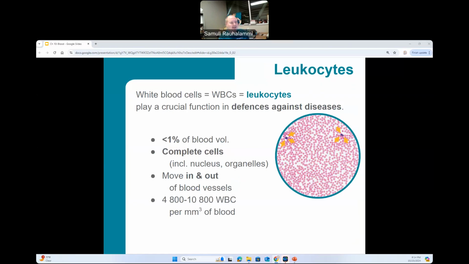So our white blood cells are leukocytes. They play a role in the body's defense responses against pathogens. They are full cells, larger than the red blood cells, and the nucleus and the type of cytoplasm that they have play an important role in identifying the types of leukocytes. As leukocytes work, they move in and out of the blood vessels with great ease, and there are about 4,500 to 10,000 white blood cells per cubic millimeter of blood.